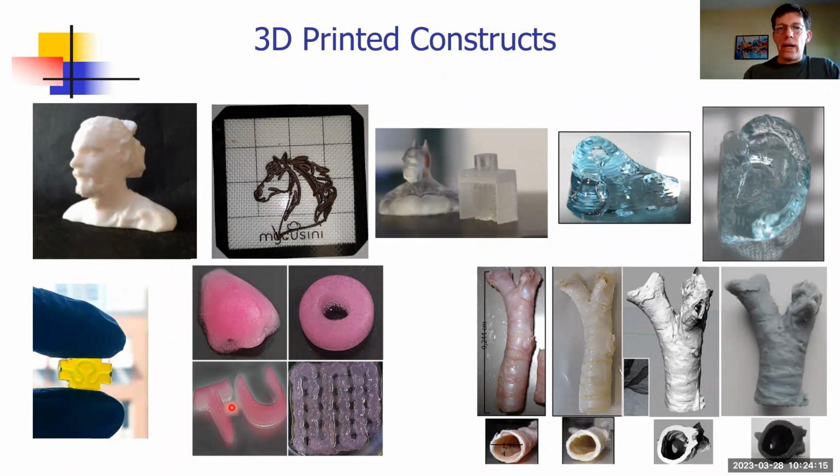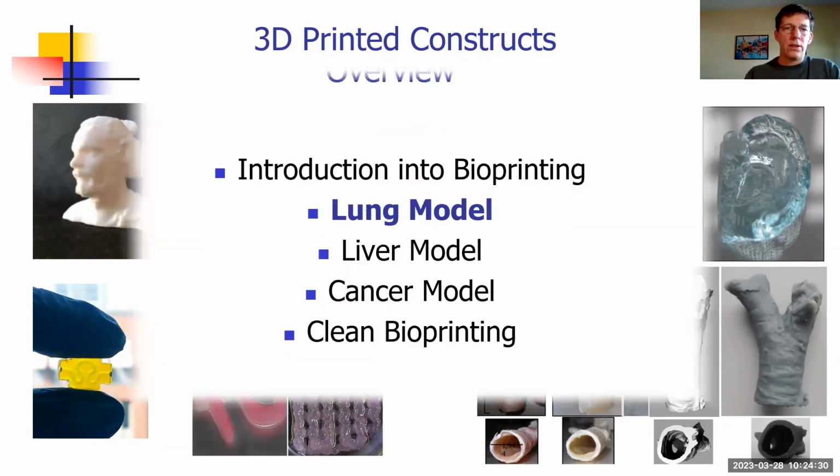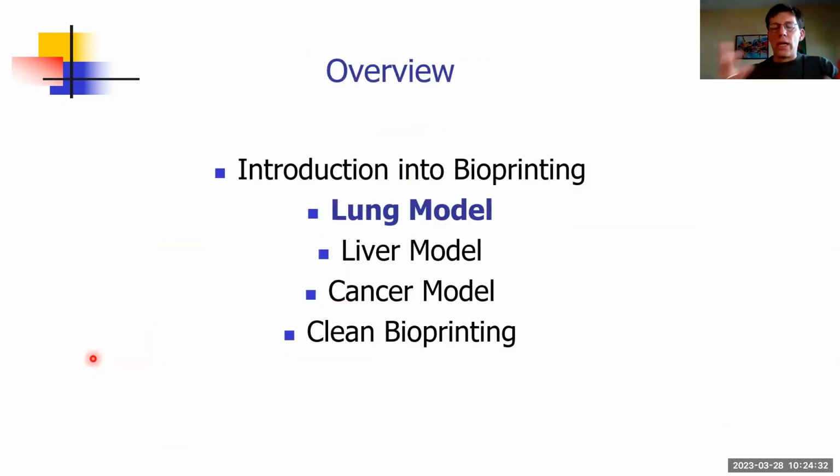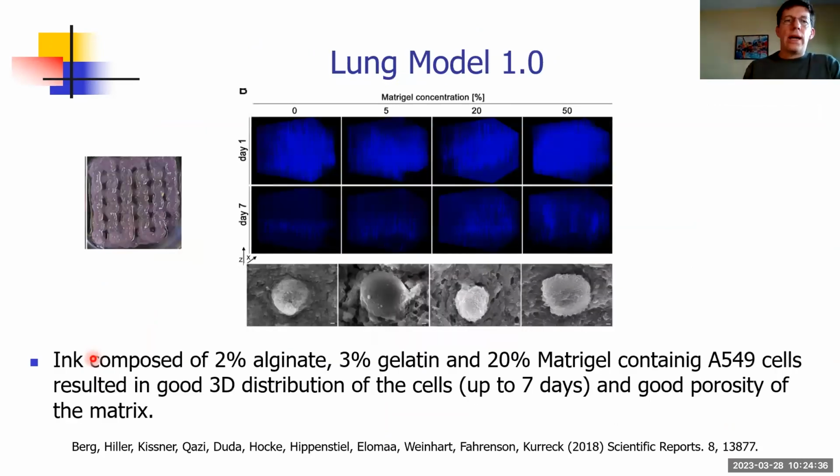Here, these are the more biologically relevant models. I've already shown you the trachea here, and here you see an example of a vascularized tissue model. I will come back to this later in my presentation. Let me now come to our results, and I will first start with the lung model.